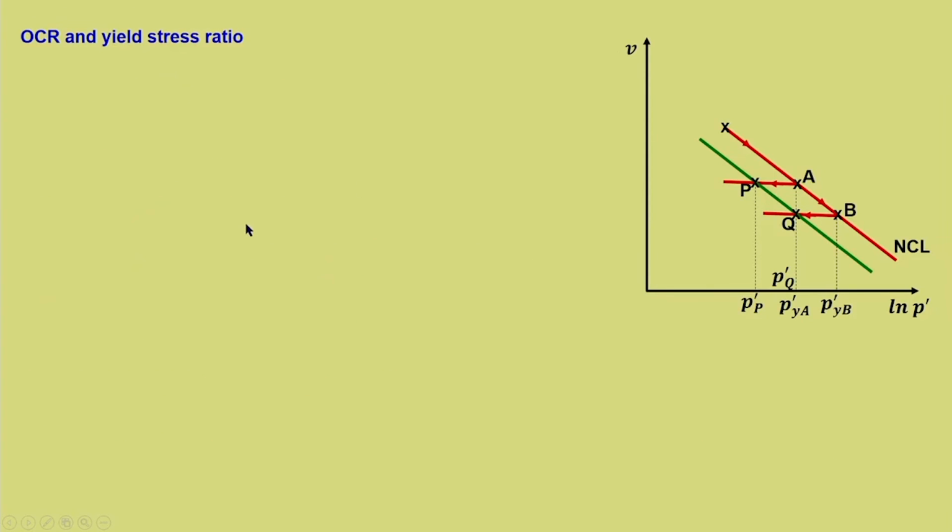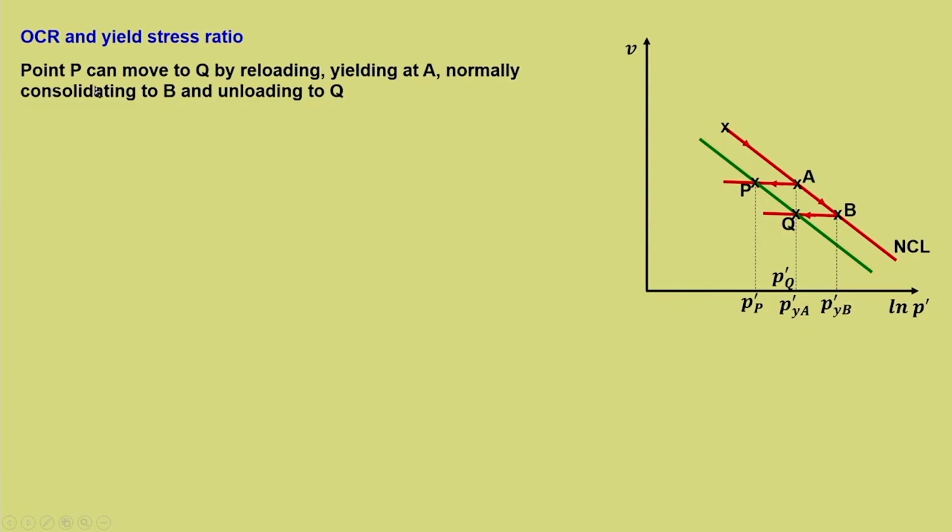Now, let us come to our yield stress ratio. Point P can move to Q by reloading, yielding at A, normally consolidating to B and unloading to Q. I mean to say, if point P has to reach Q, what is the normal route that it follows? It has to reload to A. So, that is what is written here, and further it is again yielding at A, and then it moves towards B, and on unloading it reaches the condition of Q.